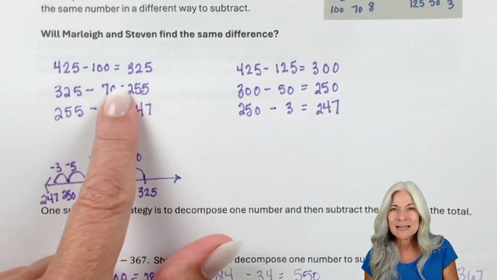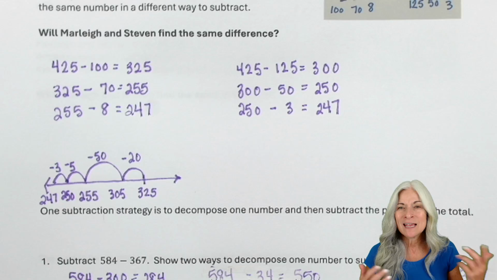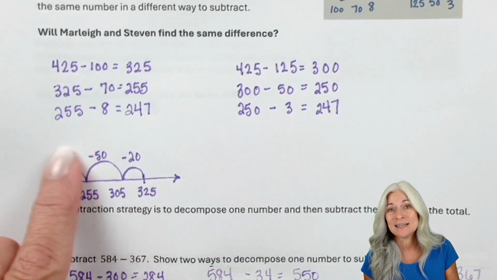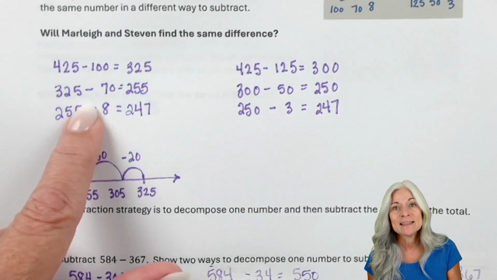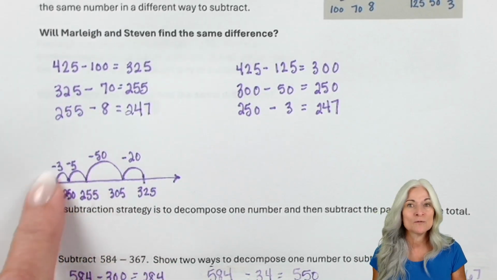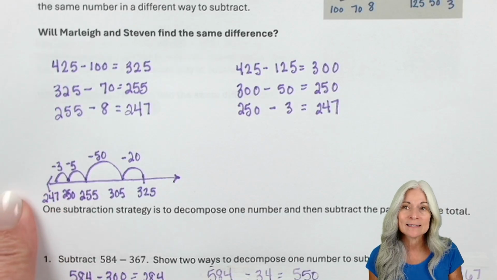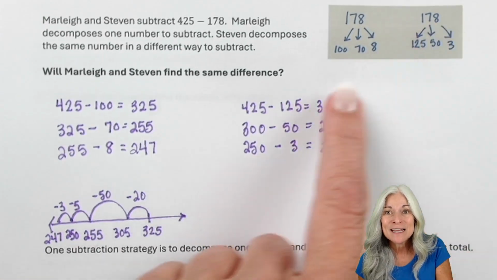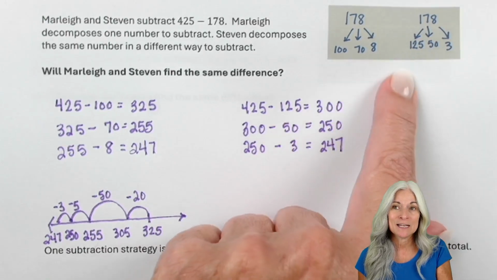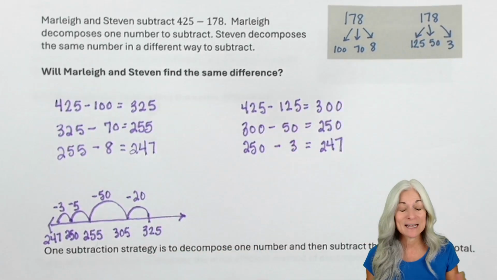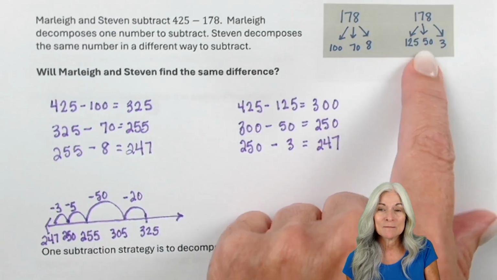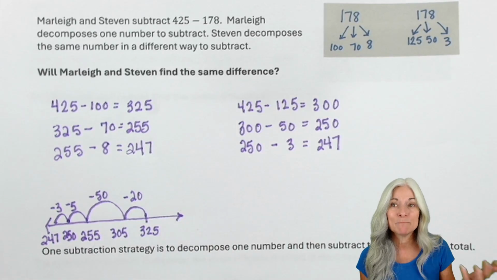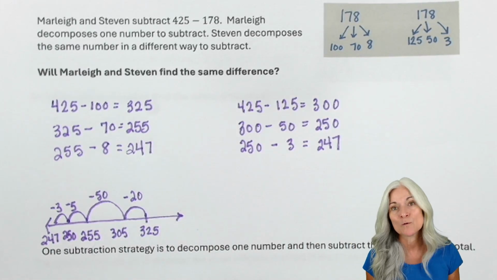Now this way, when we got to this line, we had to think about maybe using a number line to think about what 325 minus 70 was. And then a number line to think about what 255 minus 8 was. Where if we use Stephen's way, Stephen carefully picked 125 because that gave us a nice friendly number of 300. Then we were just able to take 300 minus 50 to get 250, 250 minus 3 to get 247.